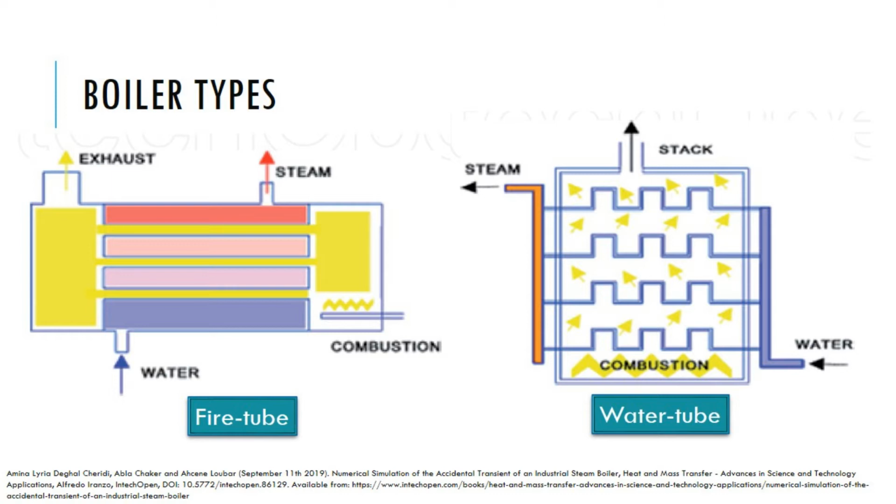In a fire tube, it is the fuel which passes inside the tube and the water flows around it. In the water tube, it is the water that passes inside the tube and the fuel flows around it. As a result, although the elements remain the same, the manner in which they move inside the boiler is different.